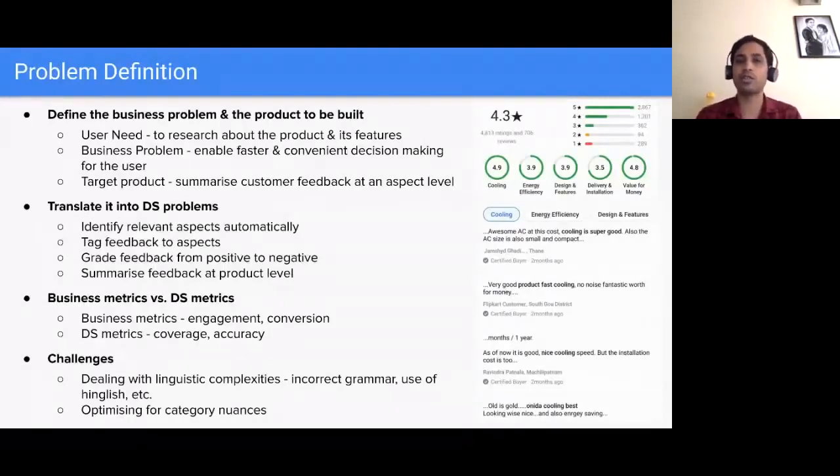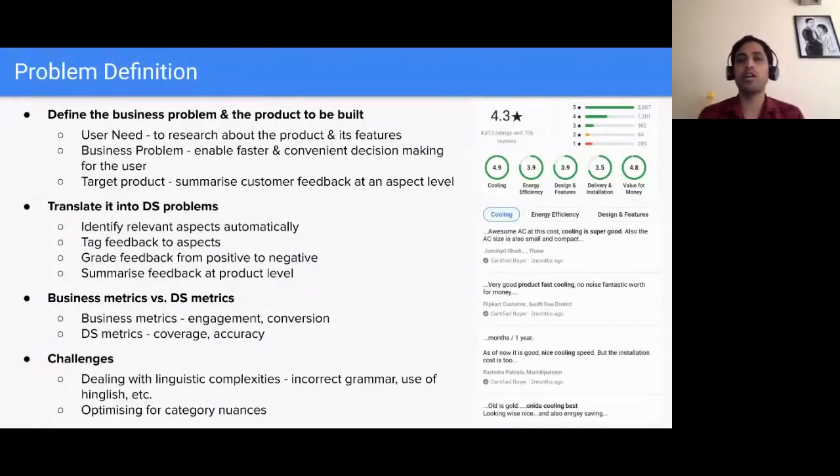This is not something which we obviously do in a non-data science world. In a non-data science world, it will break down into engineering deliverables. Here, it will break down into data science deliverables. There's an important distinction that we need to make here as well. There are business metrics and there are data science metrics. Business metrics are tied to the business goal that we're trying to achieve. Since here our business goal is enabling faster decision making, our business metric would be how do I increase conversion.